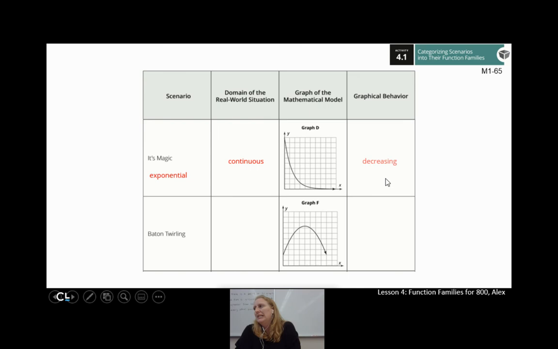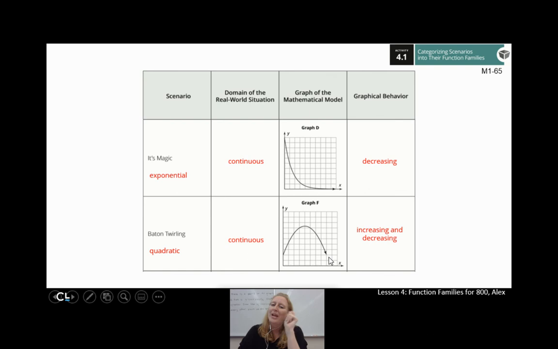For our baton twirling, right? She chucked it up in the air and it gave her 2 seconds to do her little twirl and then catch it, do her double twirl. It is totally a parabola, quadratic. Yeah, that's very much a parabola, isn't it? Chuck it up in the air and back down again. That's a quadratic function. It's continuous and it's increasing and decreasing, right? It increases then decreases. It's doing both, so I had to put both.